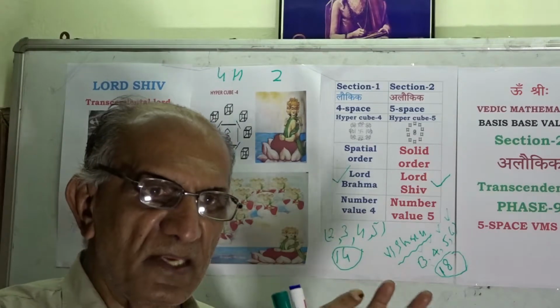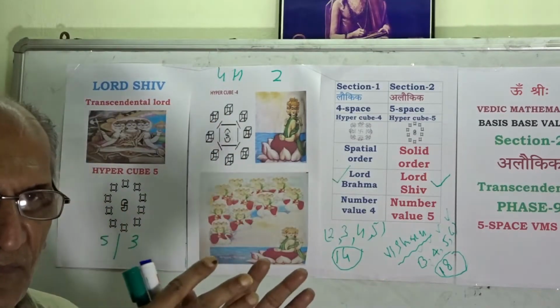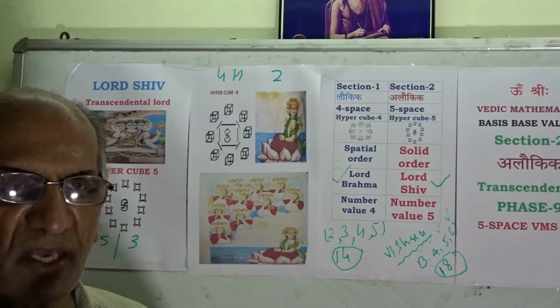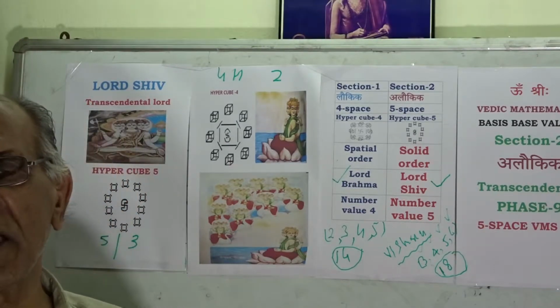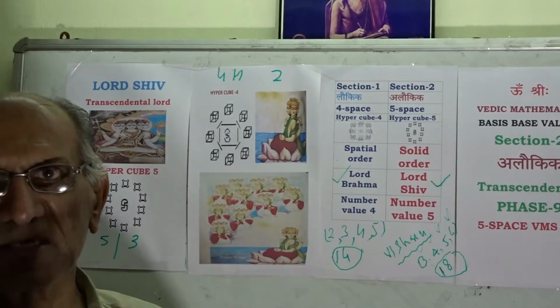Lord Shiv is a 5-head Lord. 5 space has 5 dimensions. Each head of Lord Shiv is equipped with triple eyes. 5 space is a solid order space.